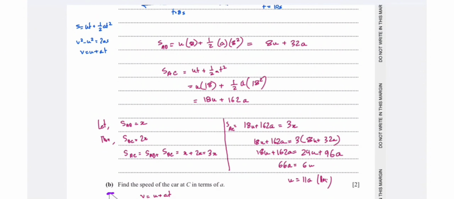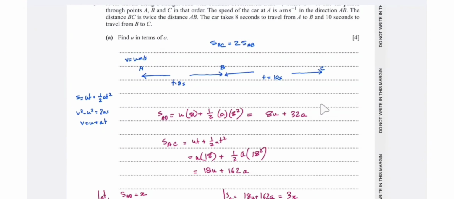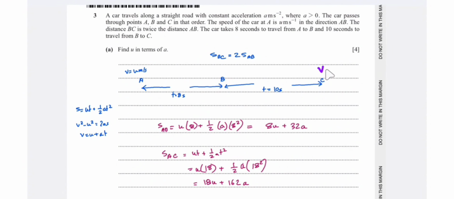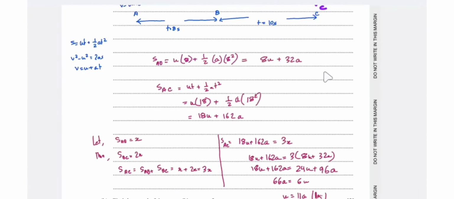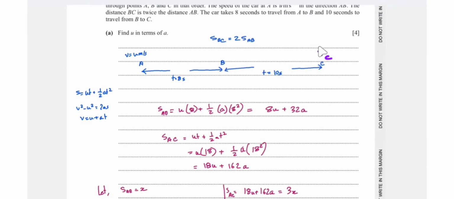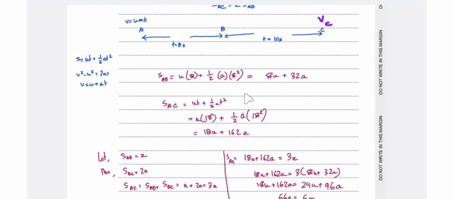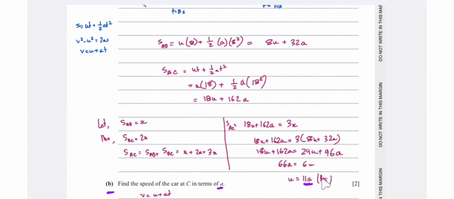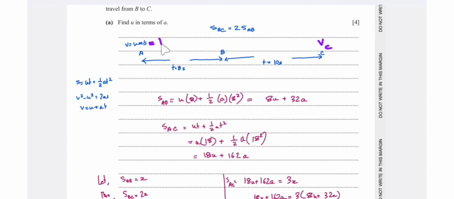Now for part B, find the speed of the car at C in terms of A. So we need to find the speed of the car at C. We know the value of the total time, and we have expressed u in terms of A, that is u is equal to 11A.